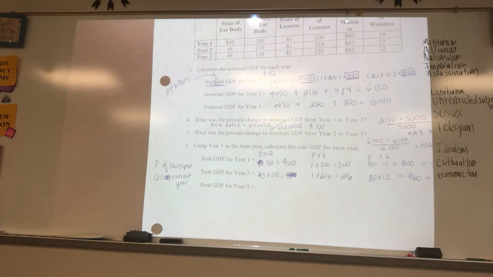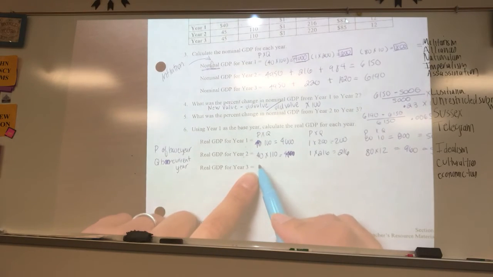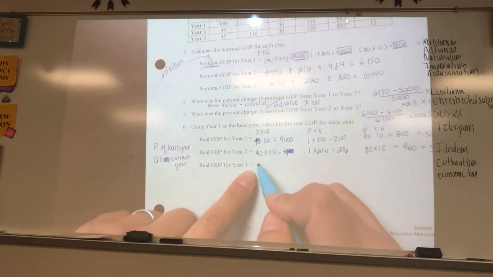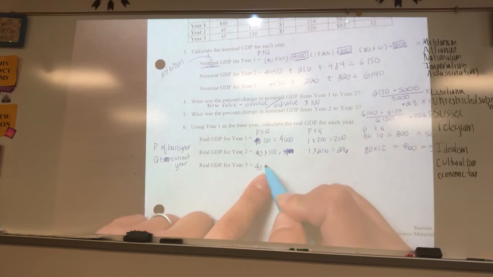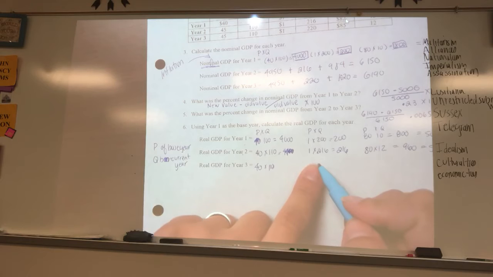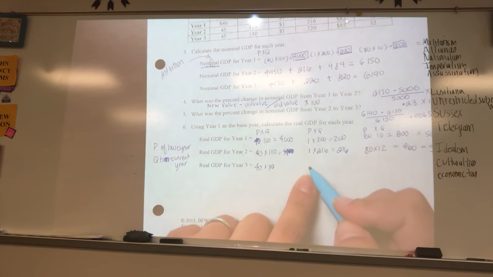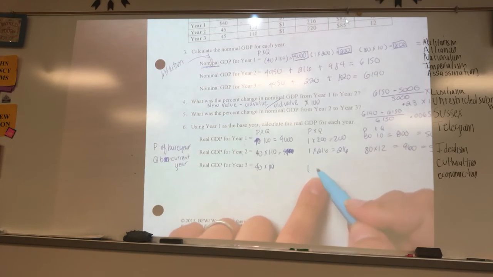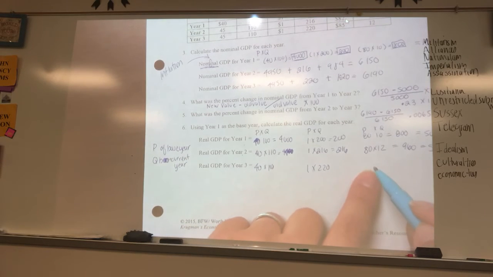So what we're going to look at next, again, we're using the base price, right? What's the base year price for earbuds? And then you take the current year of earbuds. What is the current year for year 3? 110. Ooh, round. Okay, then we come over here for lemons. What's the base year price? 1, but I take the quantity of year 3, which is what? 220. Right, and then over here, I take the price of the base year for watches, which is what? And then I multiply it times that current year, which is what?